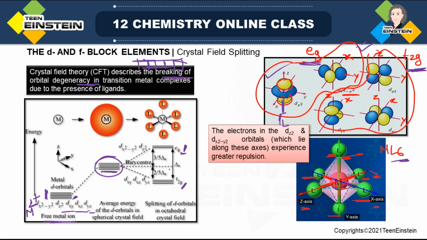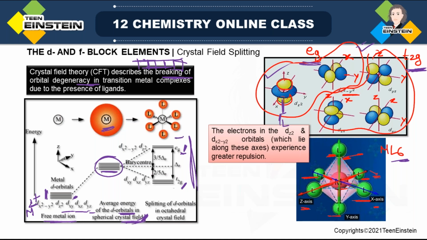This is actually the average energy of the d orbitals in a spherical crystal field. This is actually an imaginary situation. Suppose the ligands are approaching in a spherical crystal field, that means it is symmetrical in nature. But in reality it is not so, because when the ligands approach, they are not facing a similar environment. That is why we cannot consider a spherical crystal field; it is actually the imaginary case. So what you actually have to consider is this part, where degeneracy is lost.